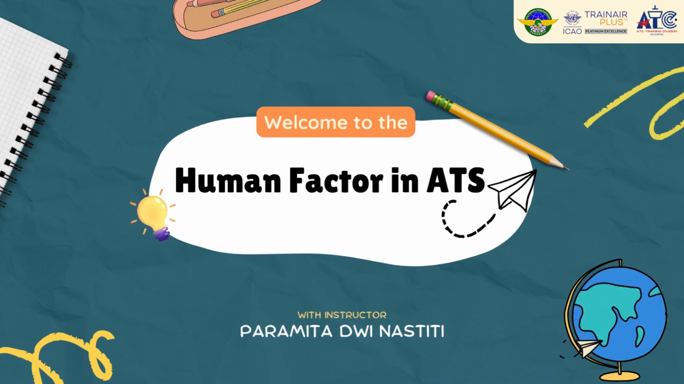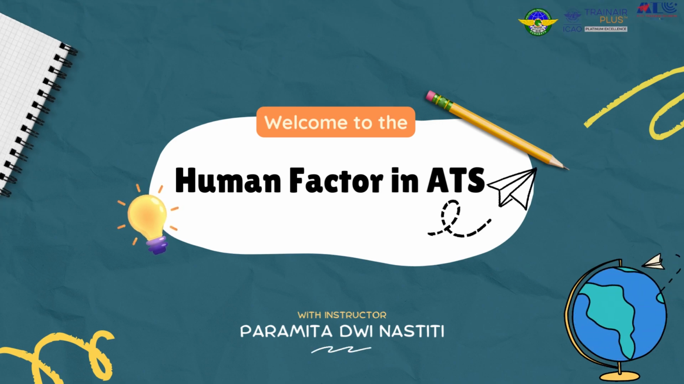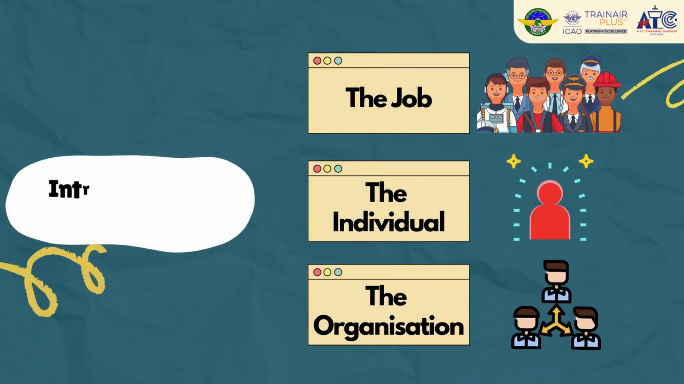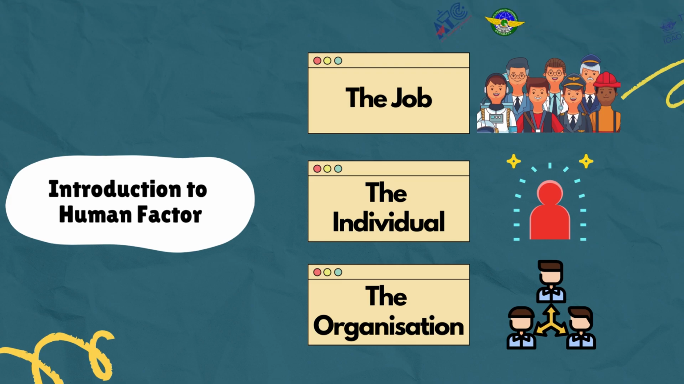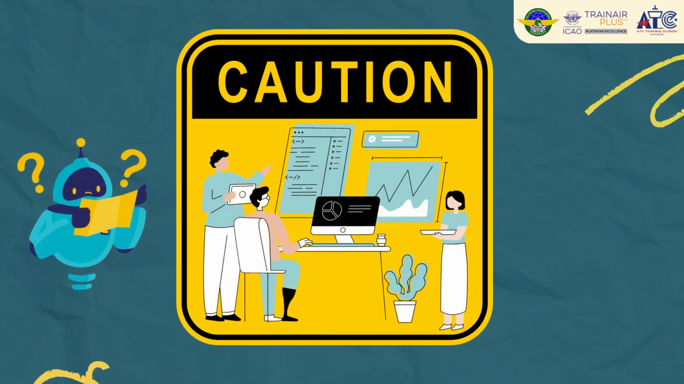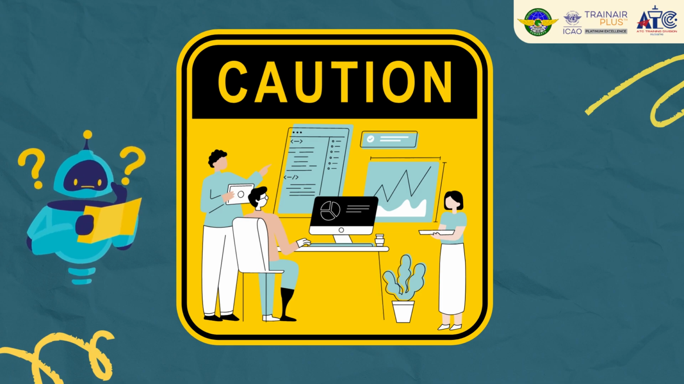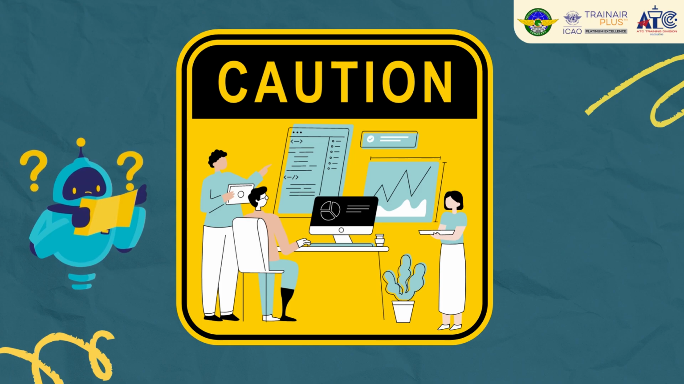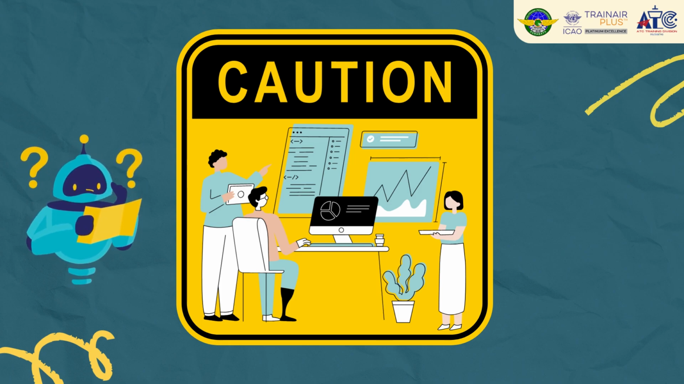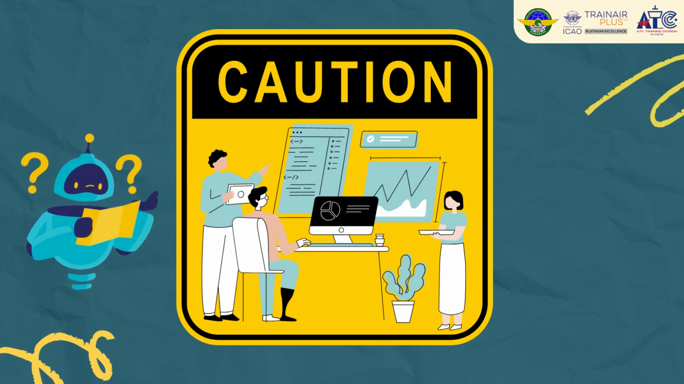A simple way to view human factors is to think about three aspects: the job, the individual, and the organization, and how they impact on people's health and safety-related behavior. It is the study of how humans behave and interact with each other and their surroundings, and how this has the potential to lead to error and ultimately compromise safety.